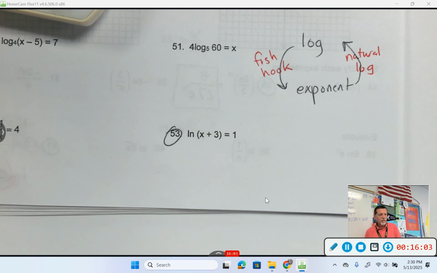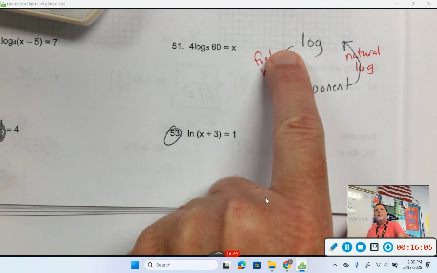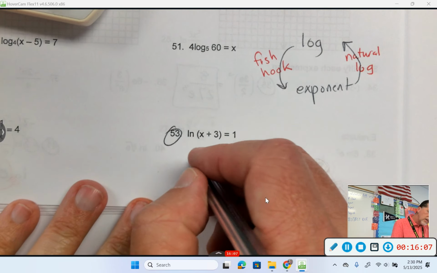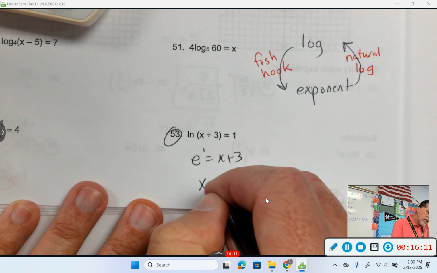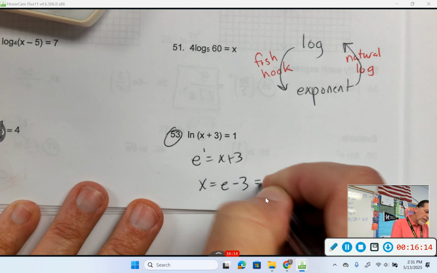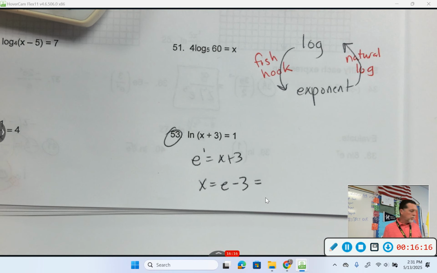So 53 is a log problem. Let's fishhook it and see what happens. e to the first equals x plus 3. So x equals e minus 3. That turned into an easy problem.